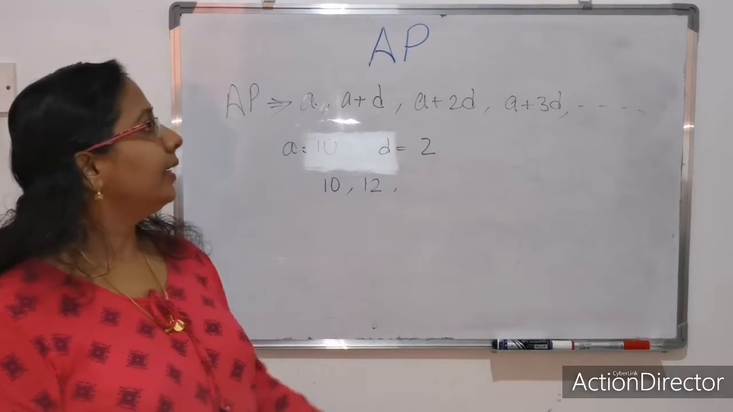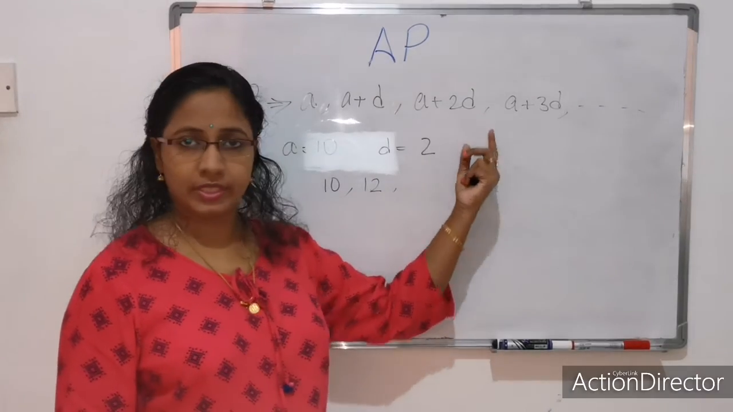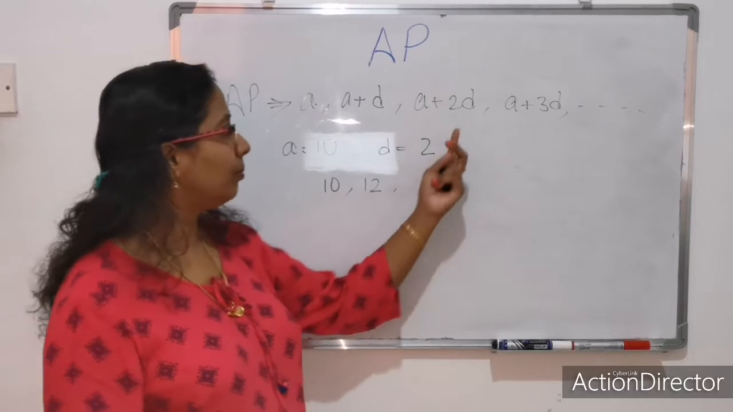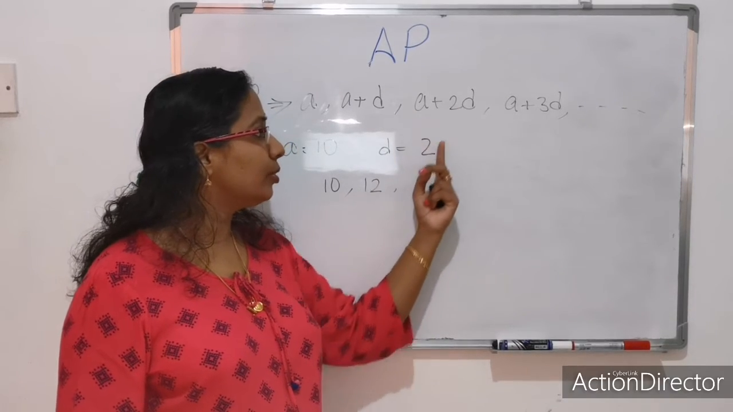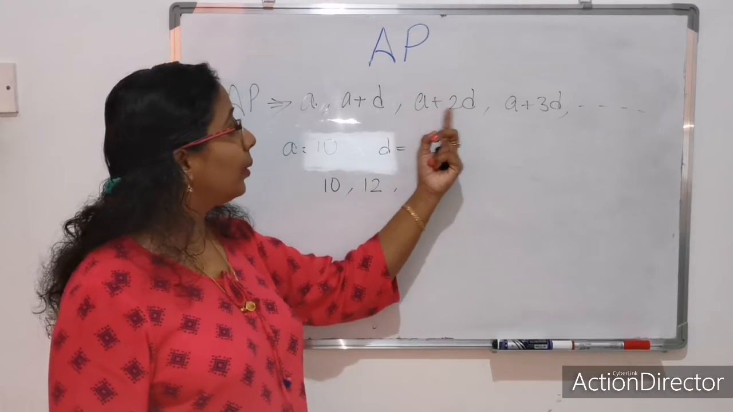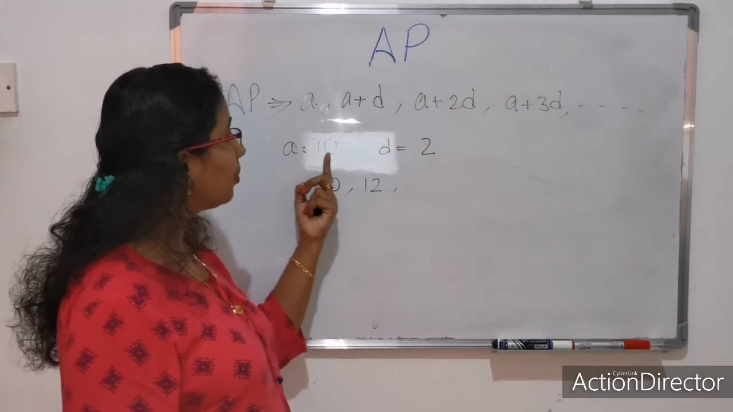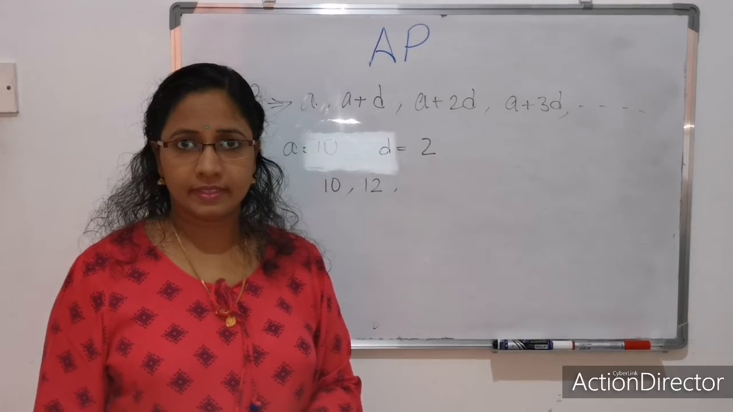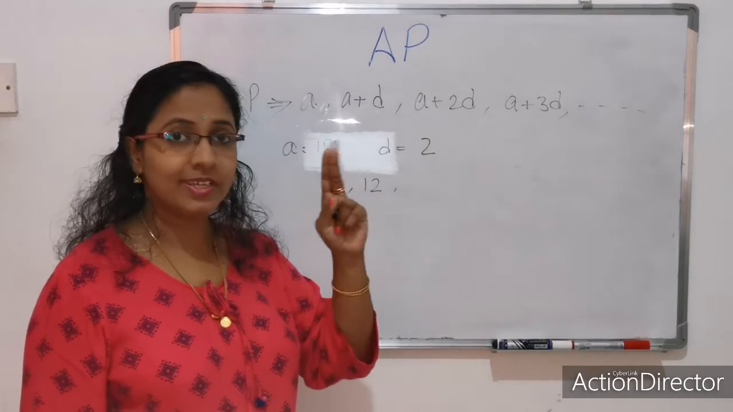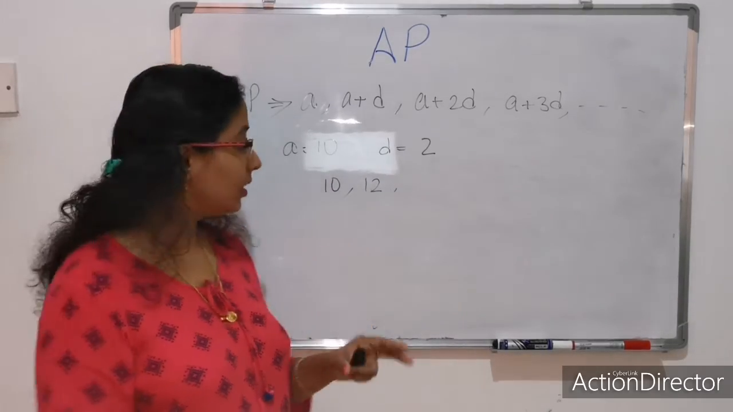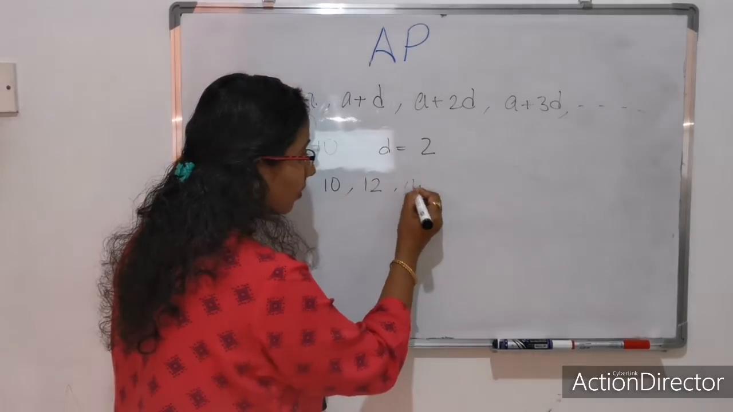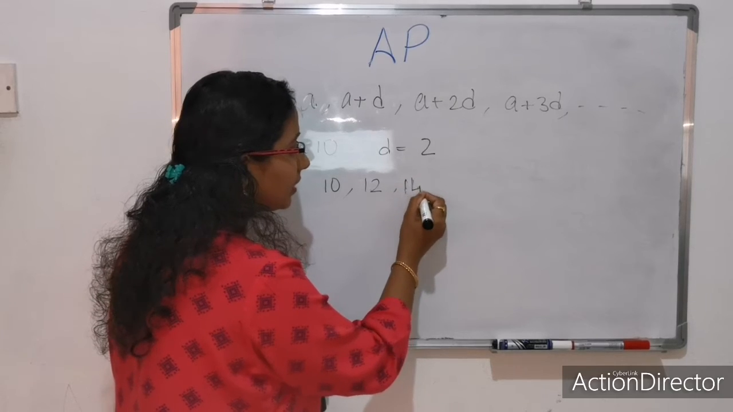Now it is a plus 2d. A plus 2d means what? 2 into d, that is 2 into 2, 4. Now a plus 4 is 10 plus 4, that is 14. So the next term is 14.